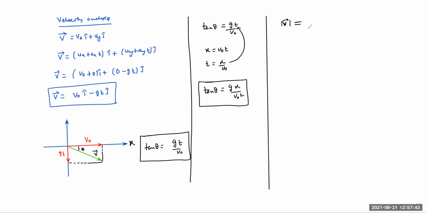So the mod of v is how much? Because we have components, v square is v naught square plus gt square. So if you want to know the final velocity, the velocity modulus at the time, or we can say the speed of impact.